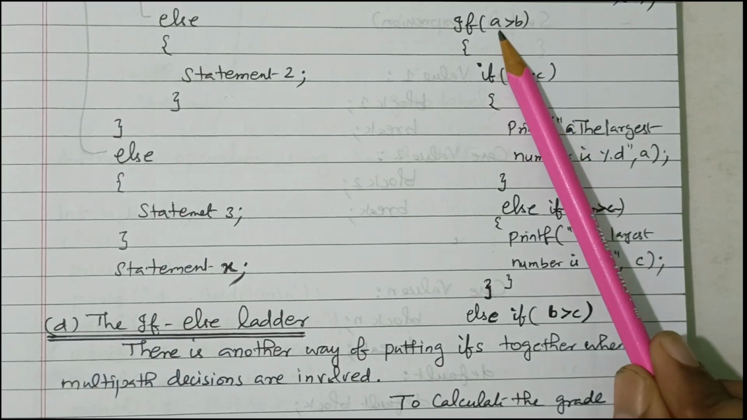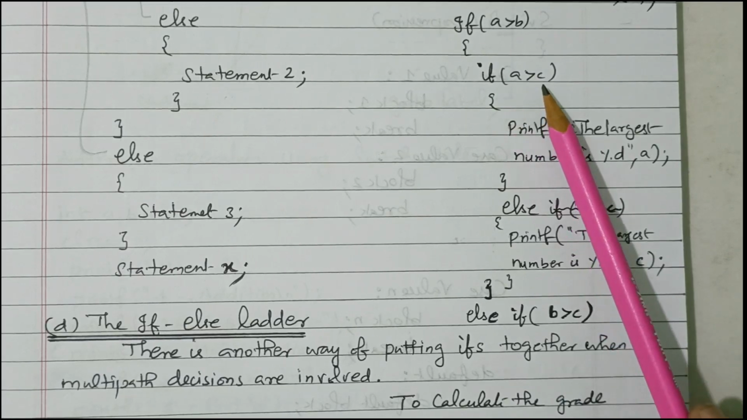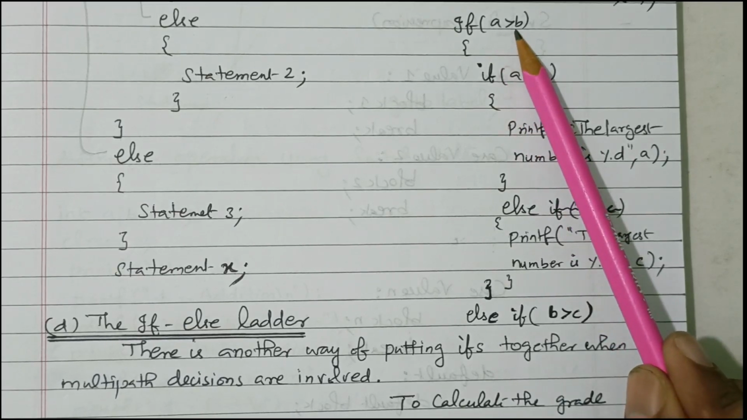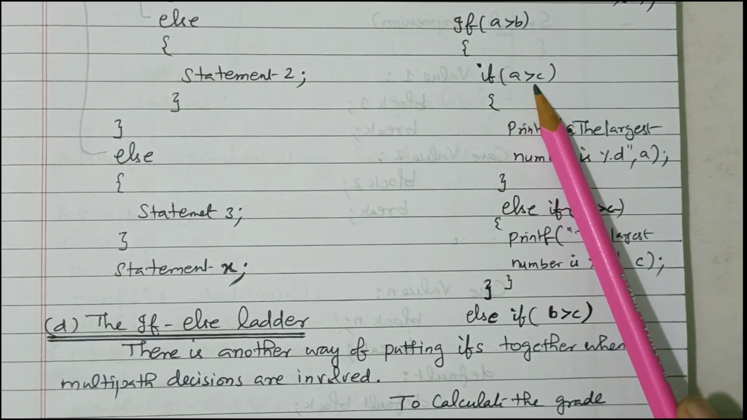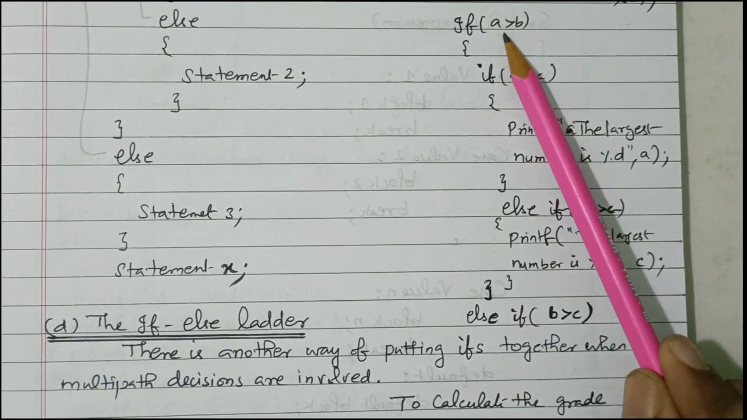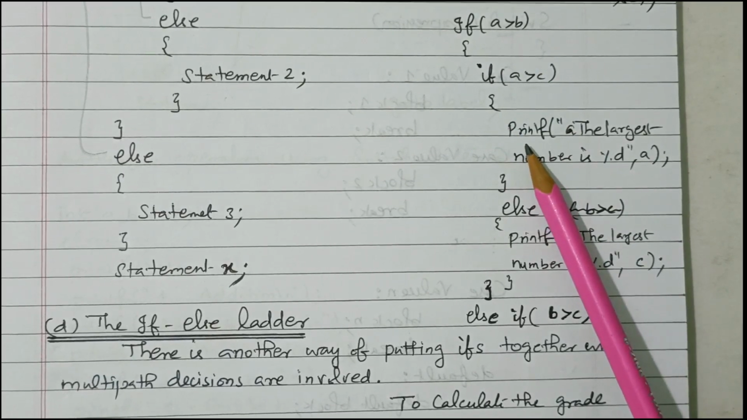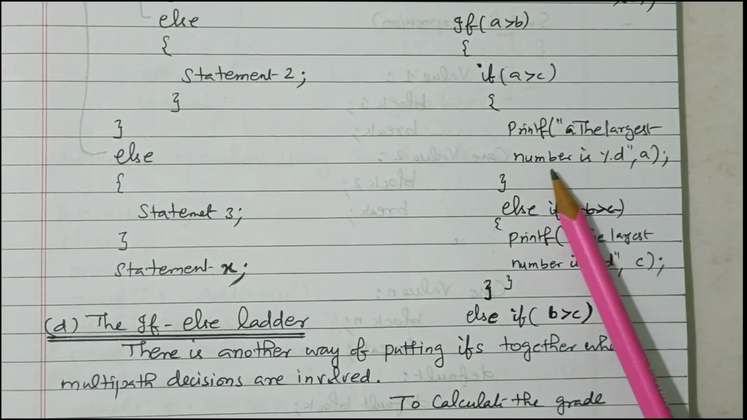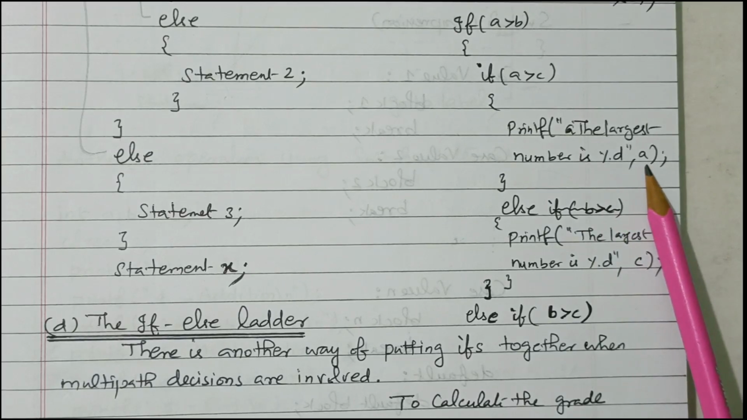After this, if this condition is true, it means A is greater. But we need to check whether A is greater than C. A is greater than B is verified. We need to check whether A is greater than C. Suppose this condition is also true. What is the meaning? A is greater than C as well as A is greater than B. So A is the greatest number. Print of the largest number is %d, A. Right? A is the greatest number.